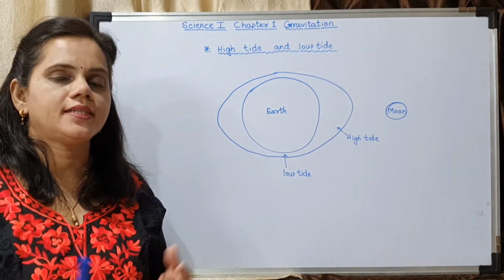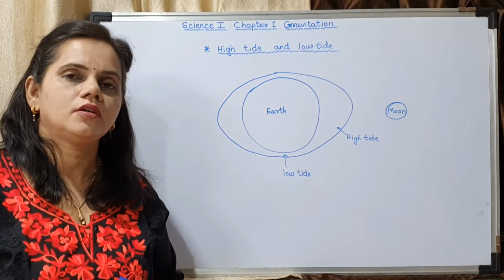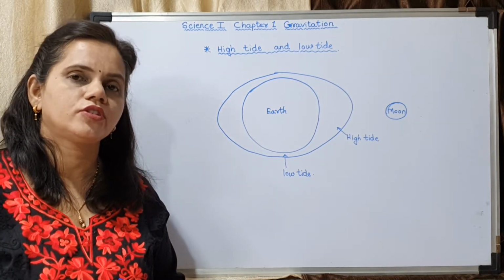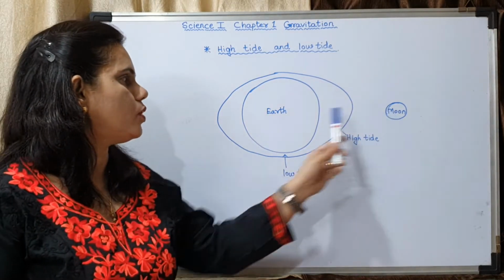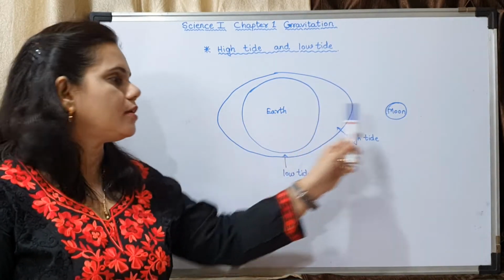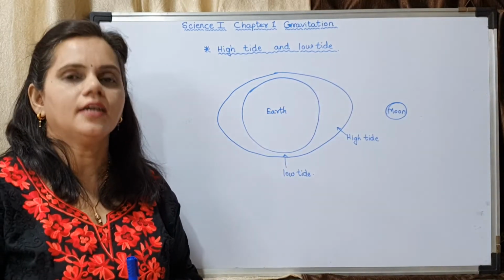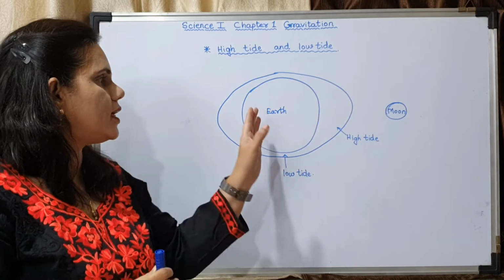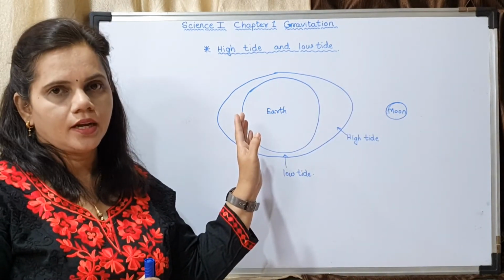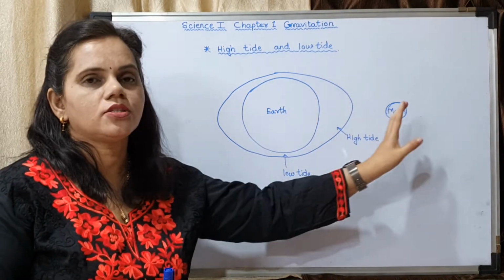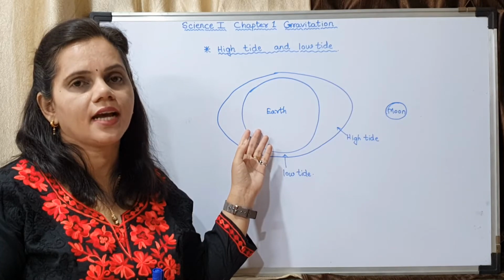What happens exactly during high tide and low tide? This occurs due to the gravitational force of attraction of the moon exerted on the earth. So this is the moon and this is the earth. The moon exerts a gravitational force of attraction on the earth. Understood? So the earth is attracted to the moon. The moon is also attracted to the earth. But the earth does not go towards the moon because the mass of earth is very, very large.